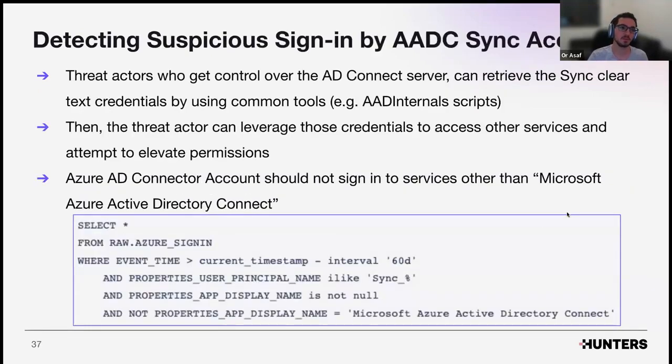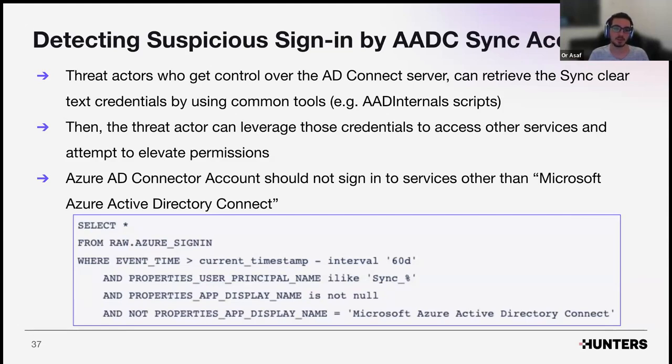And I will go into two of the new detectors we created, and explain a bit both the logic and how we implemented it. So, suspicious sign-in by the sync account. As we saw, actors can use the account to actually reset passwords or try to gain new permissions that they did not have prior. And the user is usually used to log into a service called Microsoft Azure Active Directory Connect. That's the name of the service.